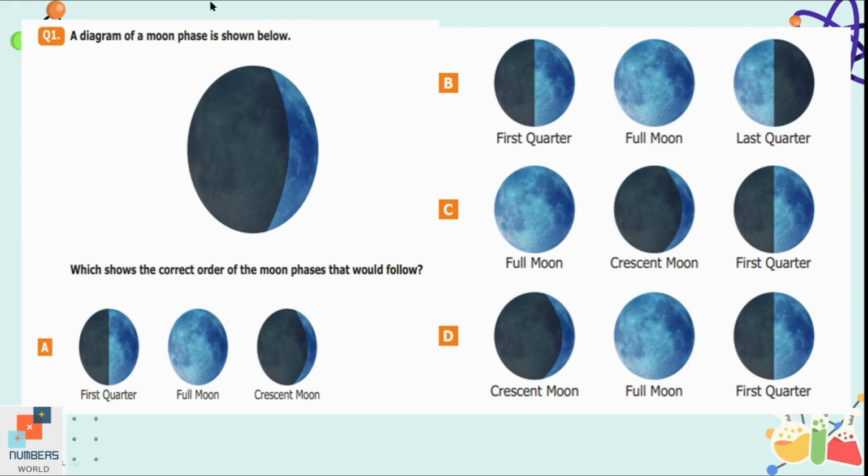So here crescent moon is already given. So the correct order of the moon phases after the crescent moon will be first quarter, full moon, and last quarter. So option B is the correct option here.